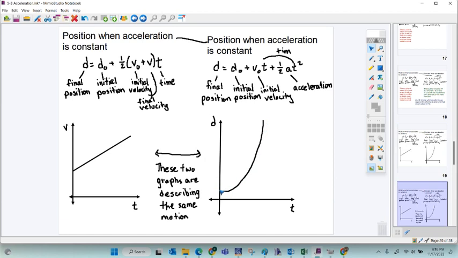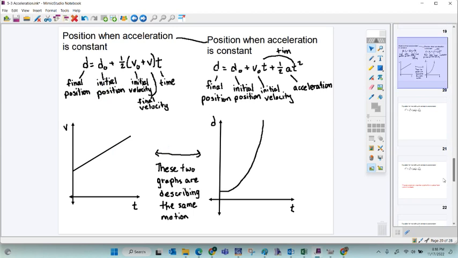This one shows where it starts. This graph does not show where it starts. So in a problem using this idea, you would have to be given the initial position somewhere else. Okay, don't worry, we'll get to some concrete examples soon. And there's one more equation that deals with position and it deals with constant acceleration. And we need to have all of these three equations at our disposal in order to pick the one that's going to best fit the problem.